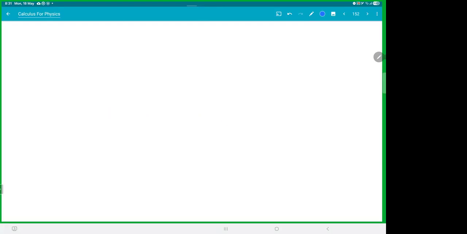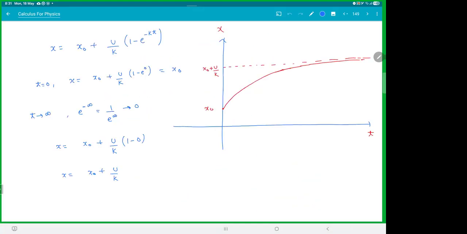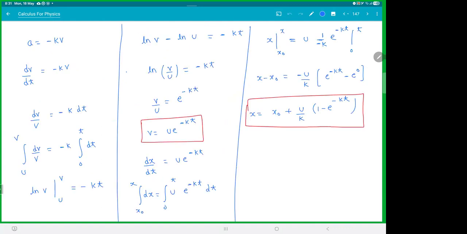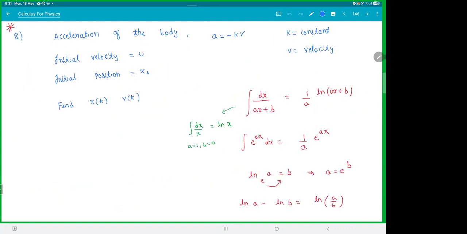Chalo, cams on. So the last thing that we did was this: a is equal to minus kv. This is what we did. Hope everyone has gone through the logarithms video also. That should have made things a little clearer now. Great, let's go ahead with one problem.